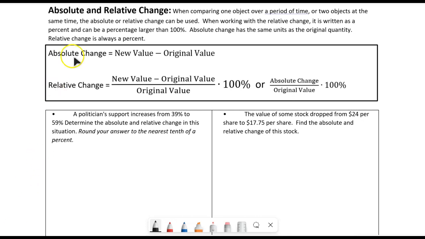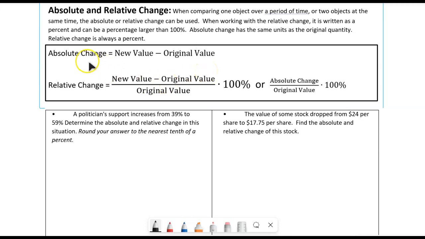All right, let's discuss absolute and relative change. When comparing one object over a period of time or two objects at the same time, the absolute or relative change can be used. When working with a relative change, it is written as a percent and can be a percent larger than 100. Absolute change has the same units as the original quantity, but relative change is always a percent.